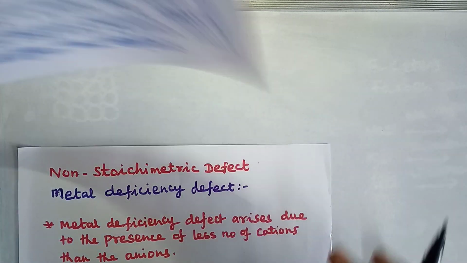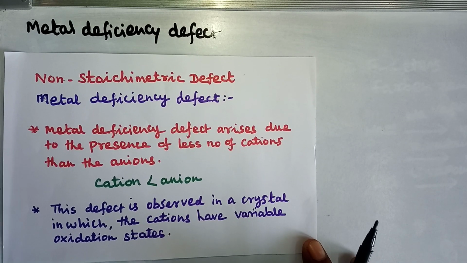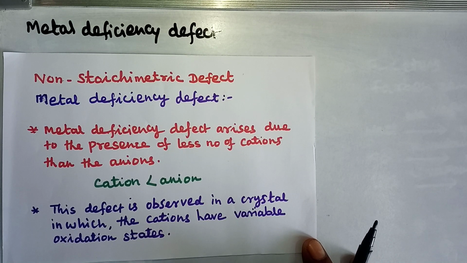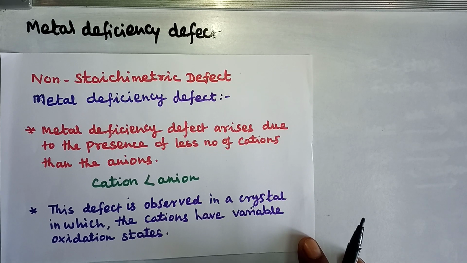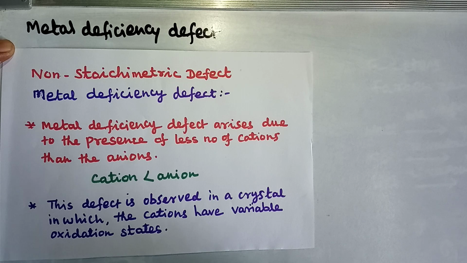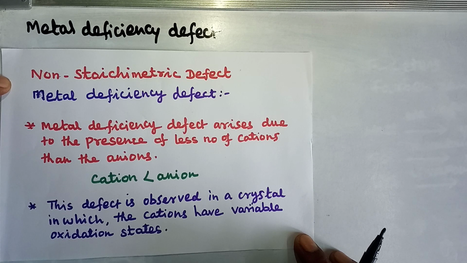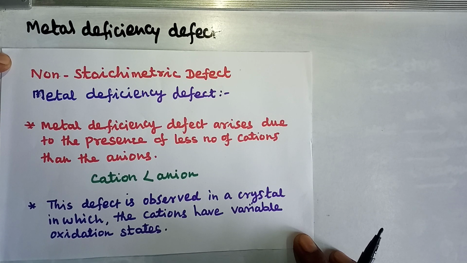So the metal deficiency defect arises due to the presence of a smaller number of cations than anions. Here the cation is present in a smaller number than the anion. This type of defect is observed in crystals in which the cation has a variable oxidation state.